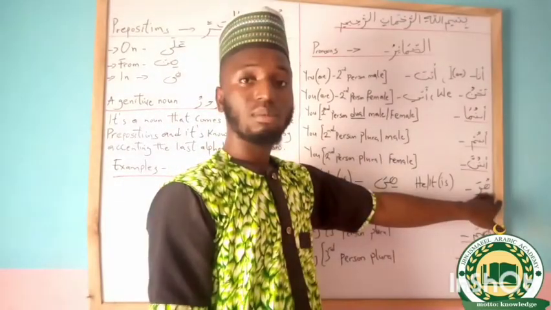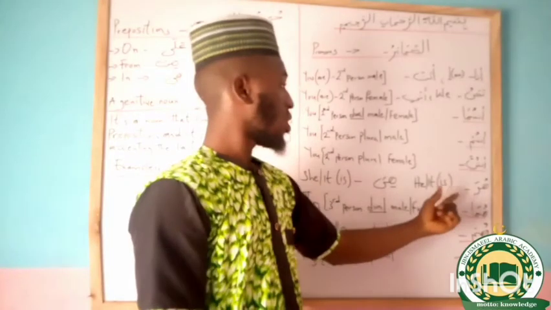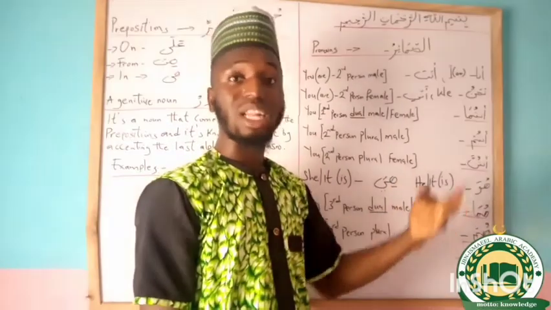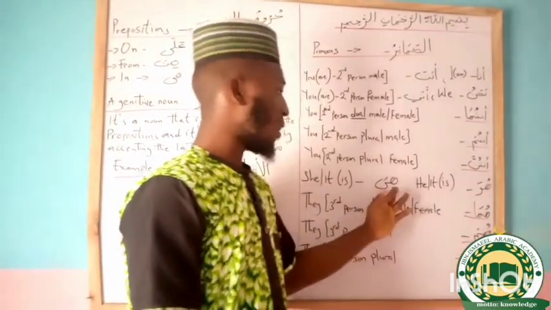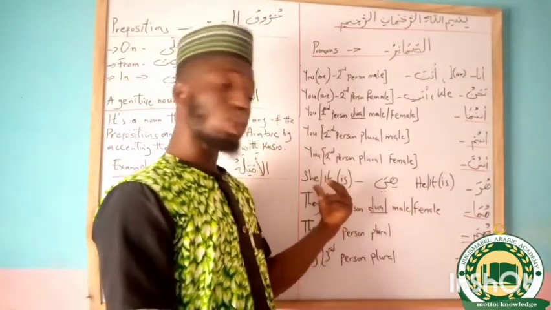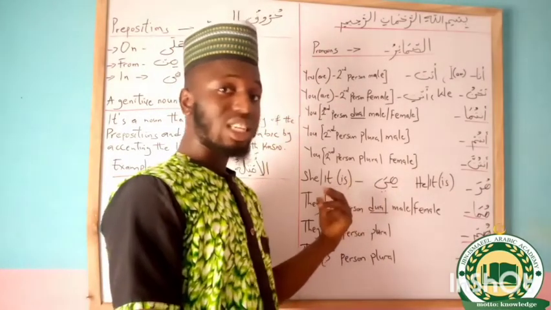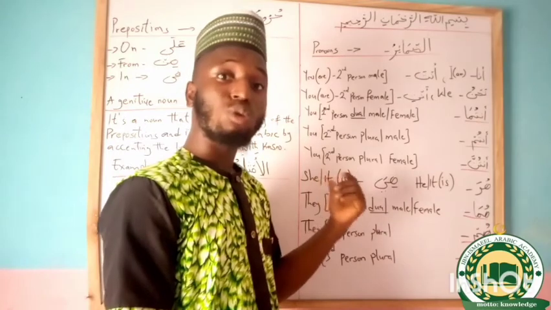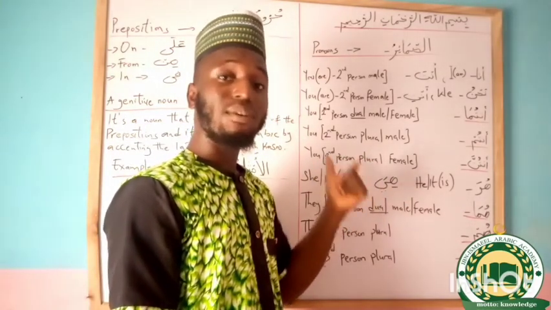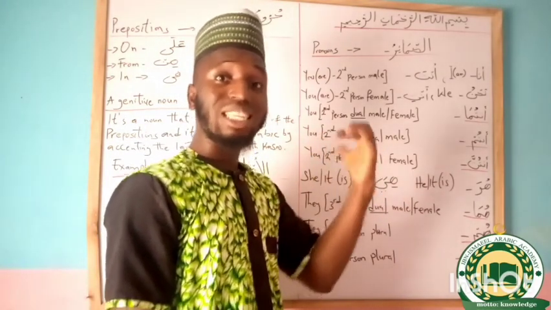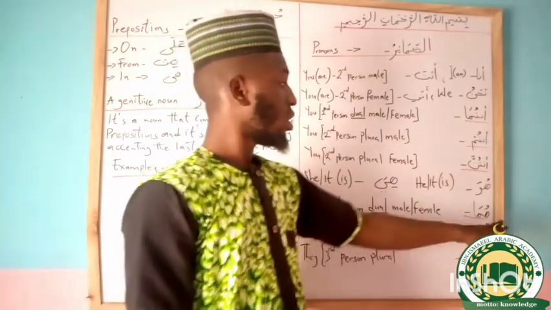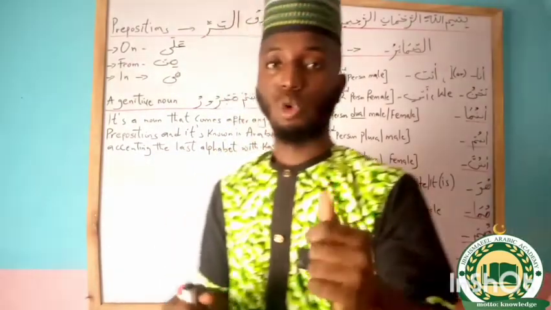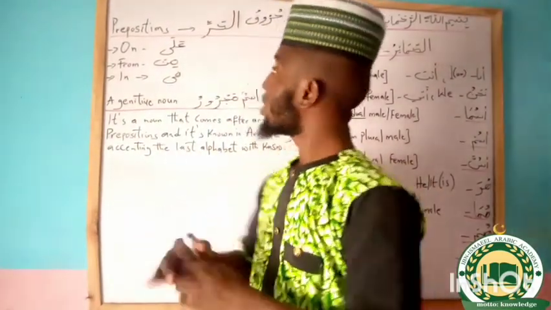Huwa. Huwa means what? He or it. He for human being, then it for non-human being. Then we have hiya. It means what? She or it. By this, we would have known that it is used along with what? Feminine. It's a pronoun representing a feminine name. Now that's that about that.